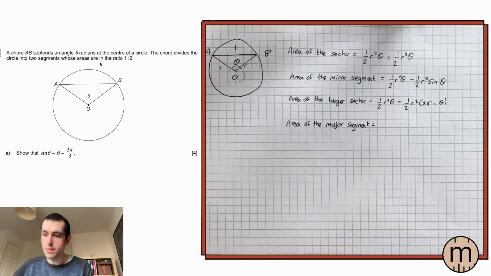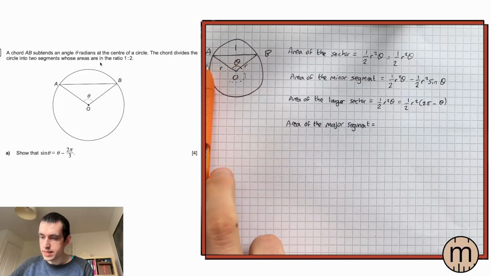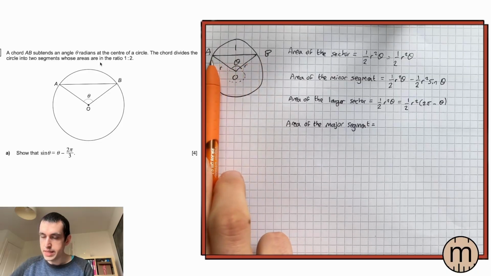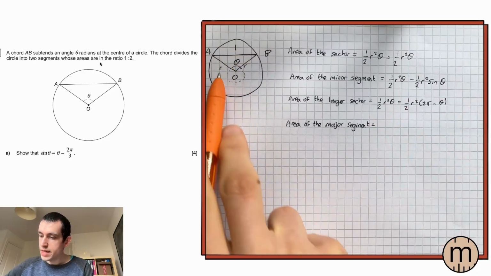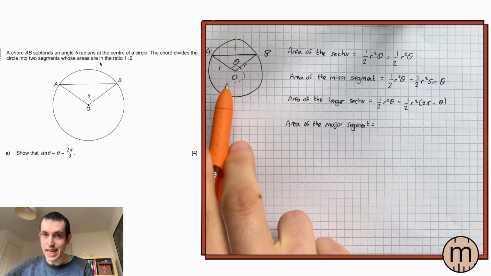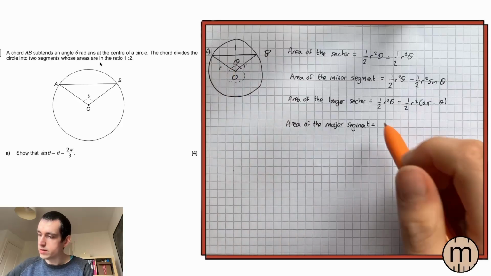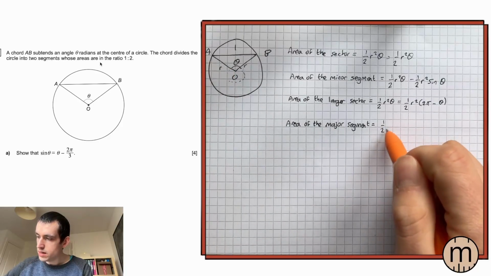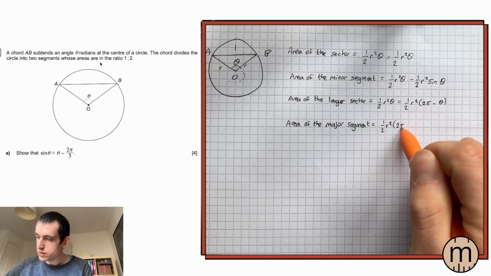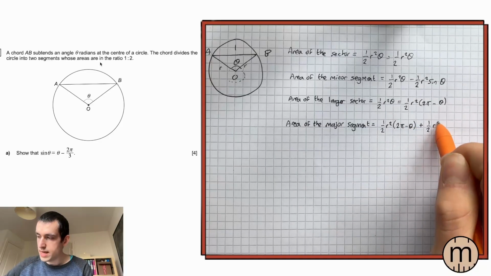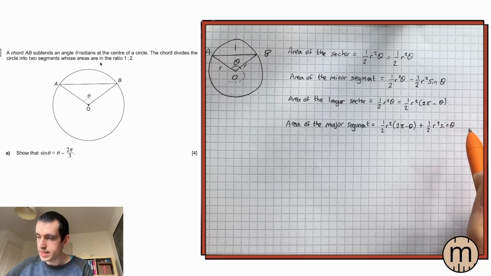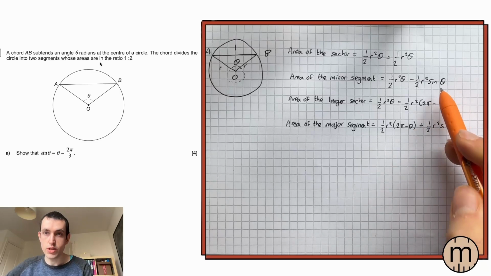So the area of the major segment, that's this bit here, basically everything that's not the minor segment, will be the area of the major sector and then add on the triangle. So that's what we just got, the large sector, and then we're going to add on 1/2 ab sine C, which is exactly the same as what we subtracted up here.